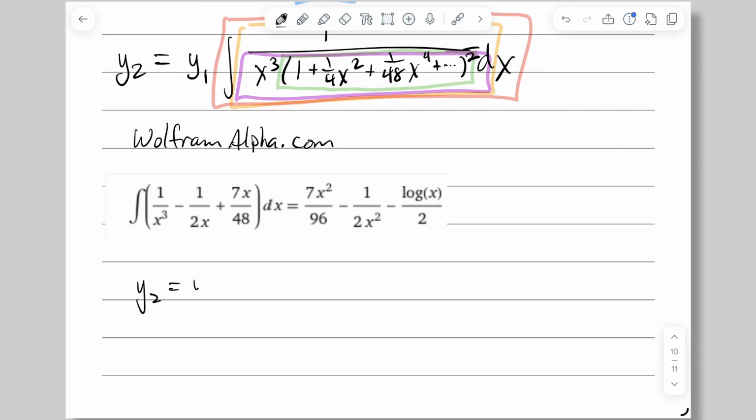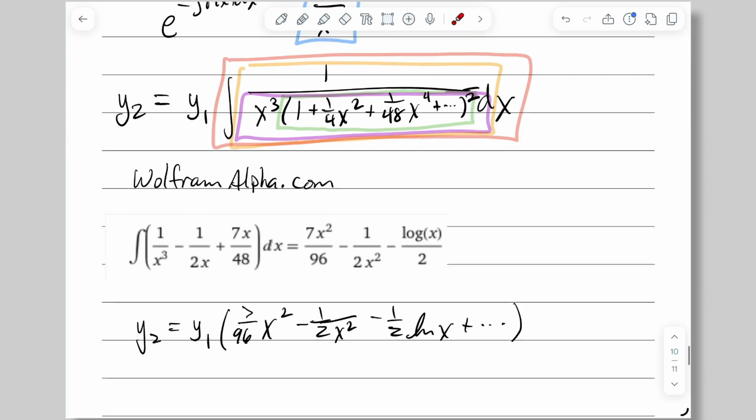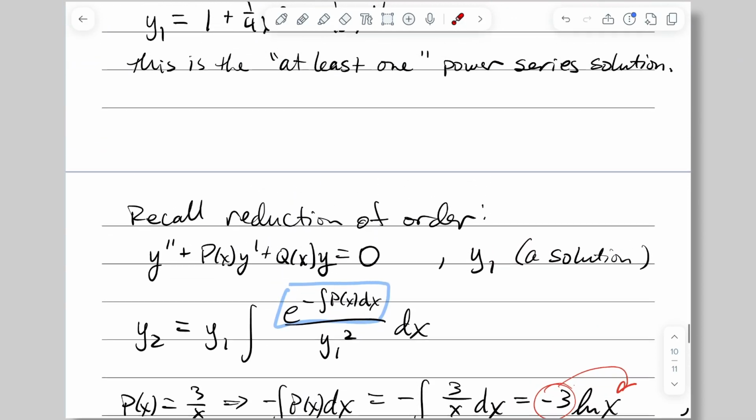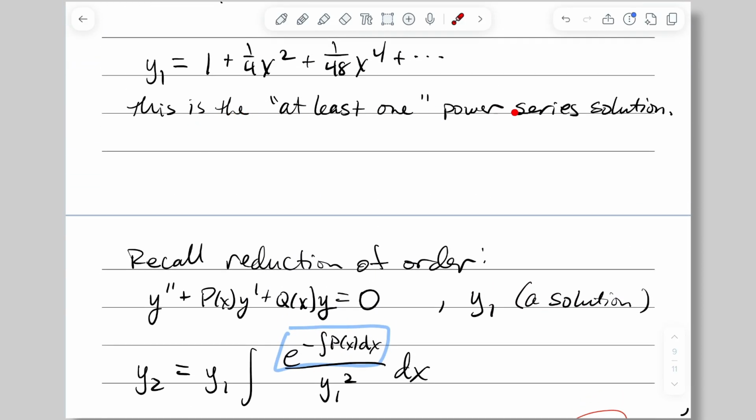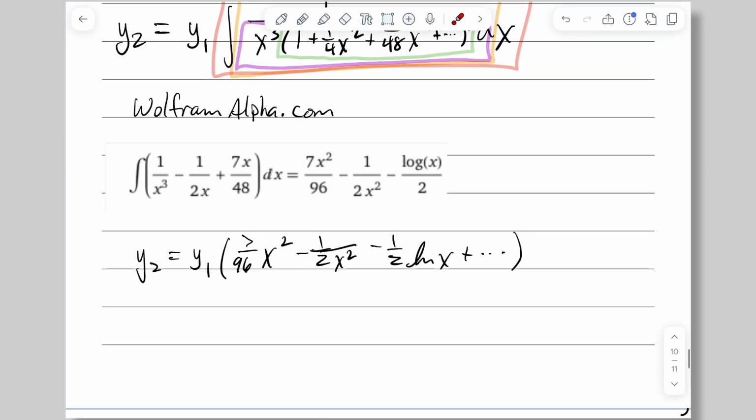So we can see that y2 is equal to y1 times 7 over 96 x squared minus, I guess, 1 over 2x squared, minus 1/2 natural log of x. That log x in Wolfram Alpha is the natural log of x. I'll put plus dot dot dot because that is an infinite series. And then this is the rest of the story on what Frobenius told us, which is basically we have at least one power series solution. And if we can only get one power series solution, then the other solution is going to contain a natural log.